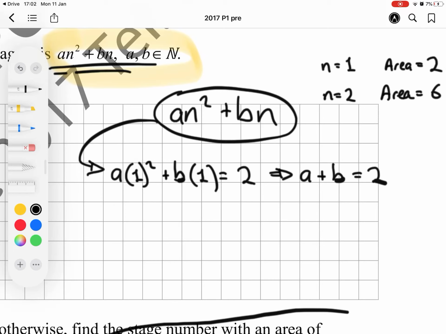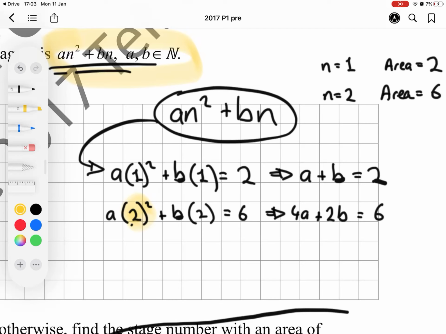And then let's see it again. When n equals 2 this time, a times 2 squared plus b times 2 is equal to 6. The area is equal to 6. 2 squared here is 4, so that's going to leave me with 4a plus 2b is equal to 6. Well, what you have now is a simultaneous equation, so we try and solve that for a and b.